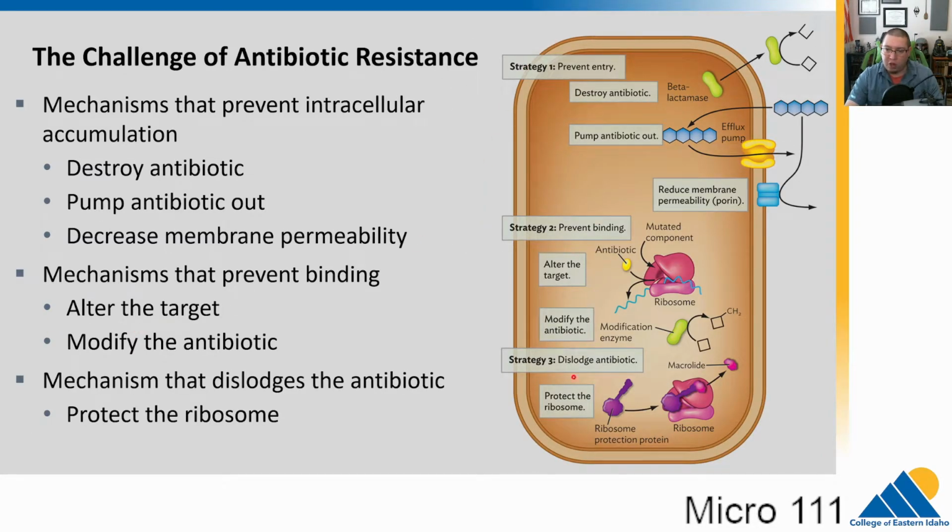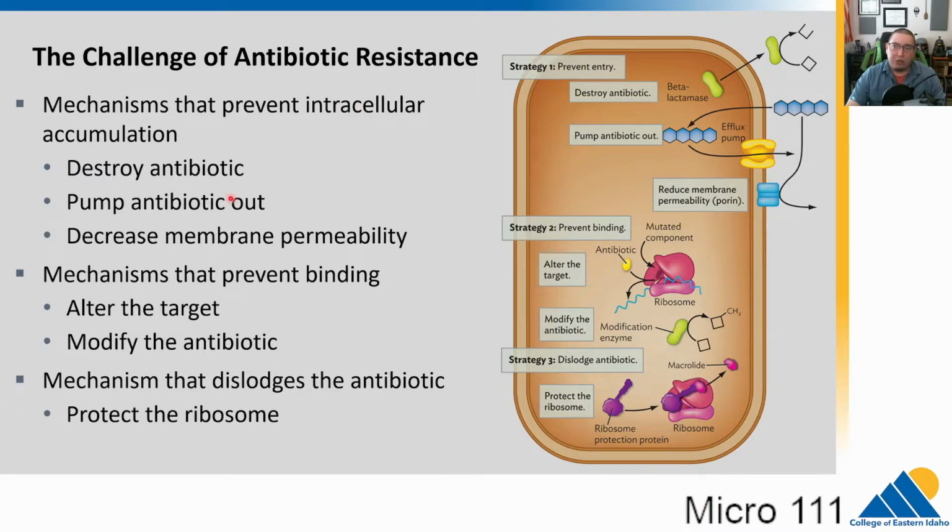All right, here's our cell. We have various things going on. We have a ribosome here, translating this mRNA. So the first one, mechanisms that prevent intracellular accumulation. We have a couple of different options. This is preventing the antibiotic from getting into the cell. You could destroy the antibiotic. So this beta-lactamase, remember, chewed up penicillin, the beta-lactam antibiotic. If the cell excretes that into its environment, it will destroy the penicillin before it ever gets near the cell.